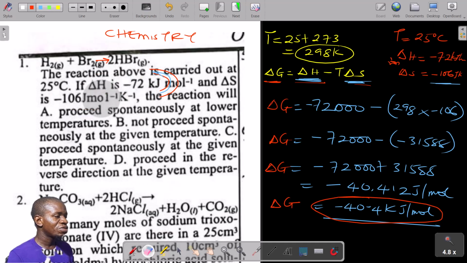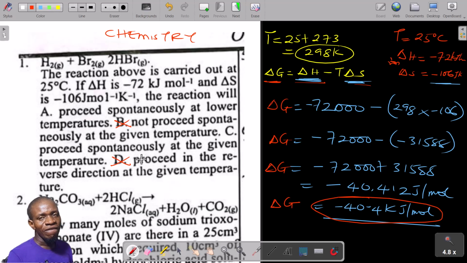The first answer says that the reaction will proceed spontaneously at lower temperature. Well, let's continue. Option B is not the answer at all, because we've gotten a negative answer, so anything not spontaneous will not be included. They say proceed in the reverse. Option D is not included, because there's nothing like spontaneous reaction here.